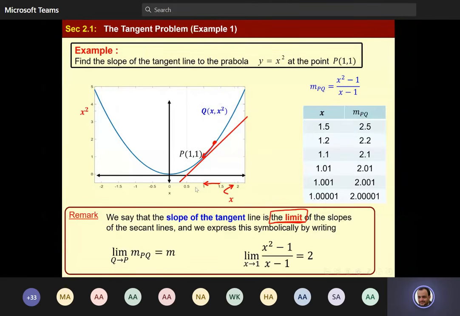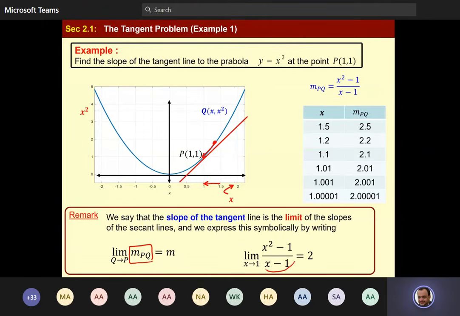The slope of the secant equals the slope of the tangent. We use the first three letters from the word limit, L-I-M. We will write it L-I-M, but we will read it as limit. So here we will read it like this: the limit of the slope of the secant as Q approaches P equals m.